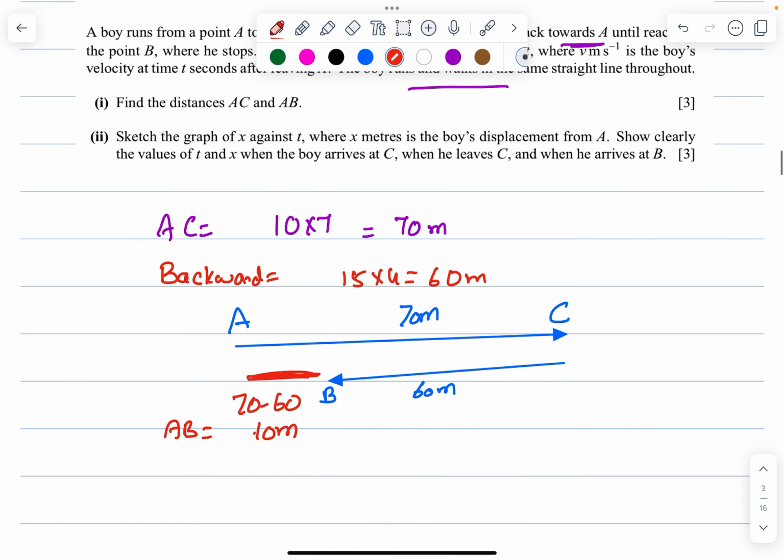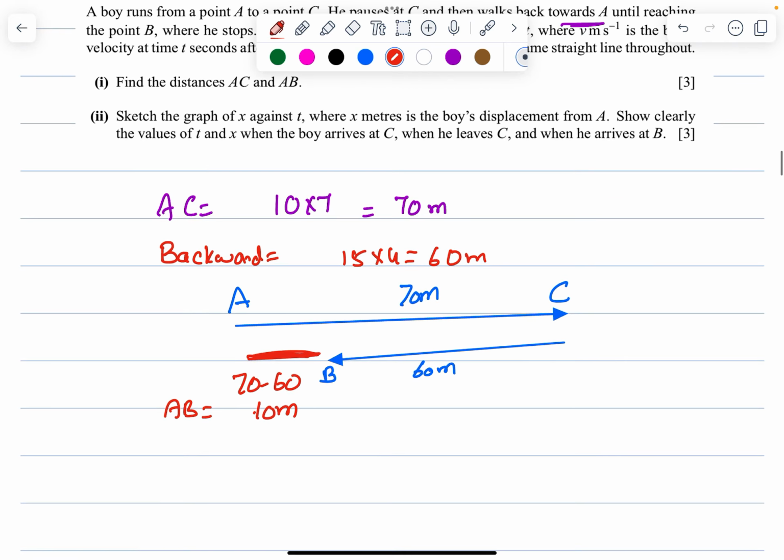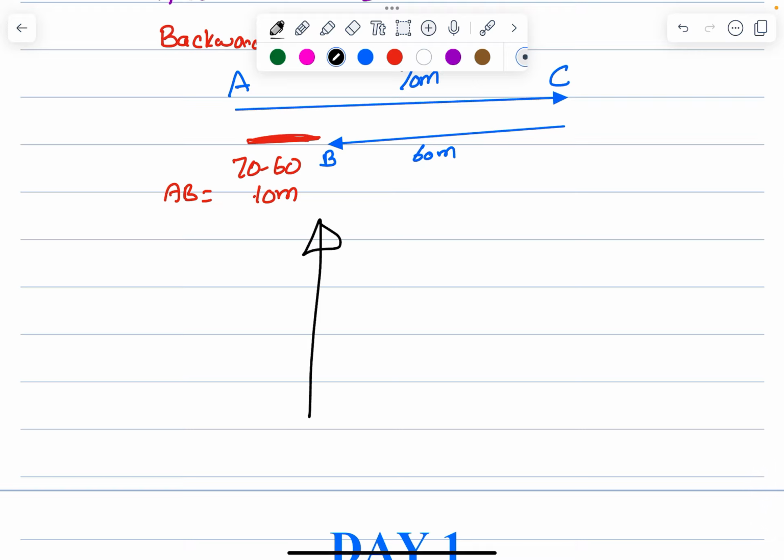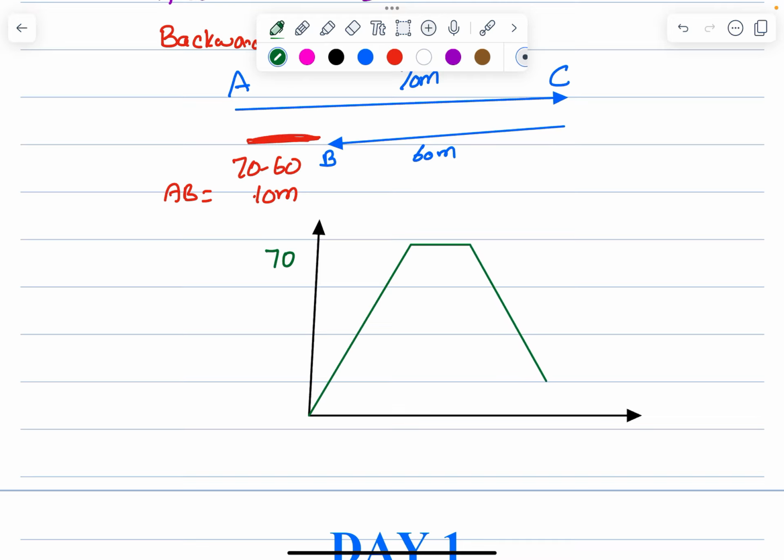Sketch the graph of x against t, where x is the boy's displacement from A in meters. Show clearly the values of t and x when the boy arrives at C, when he leaves C, and when he arrives at B. So we are going to draw a displacement-time graph for this. What is he doing? He's starting from 0 and going to a distance of 70. This is 70. Then he pauses for a bit. Then again he comes back only till 60. So this distance is going to be 10.